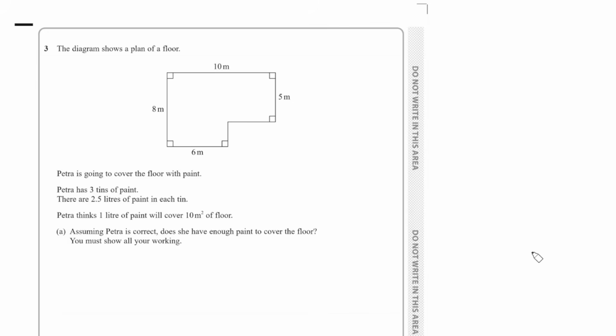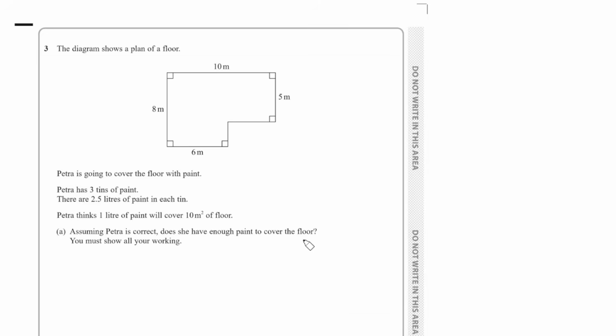Question 3. The diagram shows a plan of a floor. Petra is going to cover the floor with paint. Petra has 3 tins of paint. There are 2.5 litres of paint in each tin. Petra thinks 1 litre of paint will cover 10 metres squared of floor. Assuming Petra is correct, does she have enough paint to cover the floor?